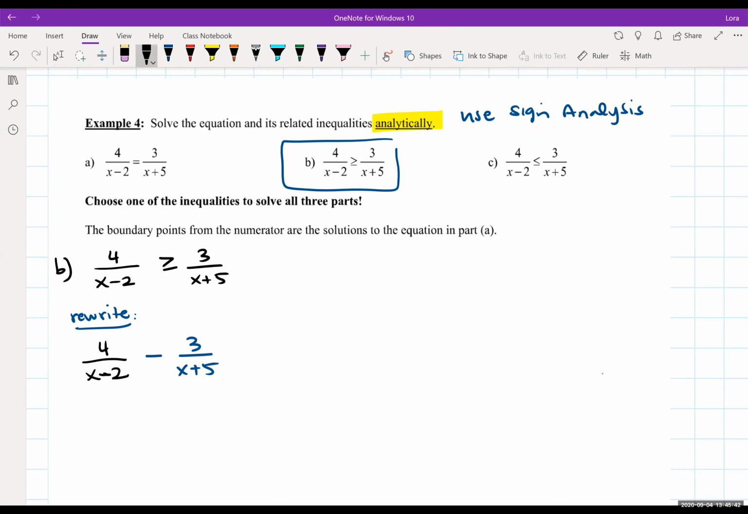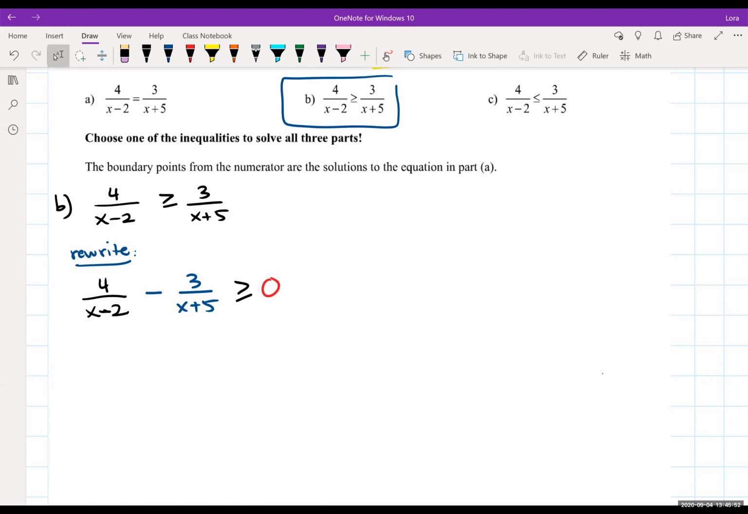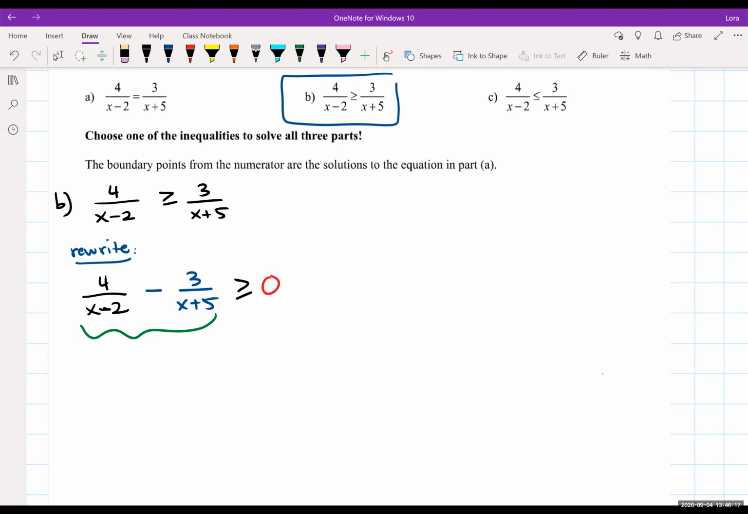So at this point, we now have the inequality symbol compared to 0. So we're in pretty good shape. Keep in mind, though, we are not quite done. We can't quite move on to sign analysis because we still have 2 fractions. So this is a difference of 2 rational expressions. In order for us to move on, as in the previous examples that you worked with, our job is to combine over a common denominator.